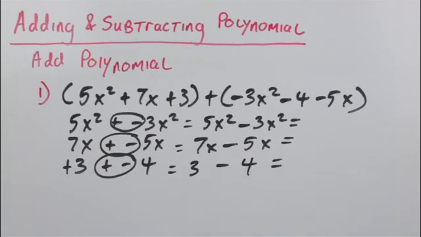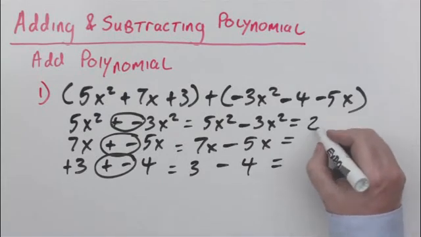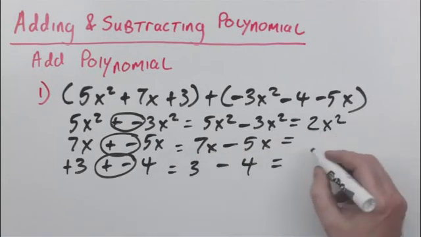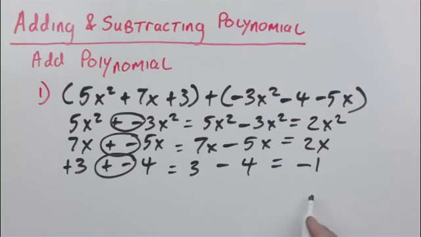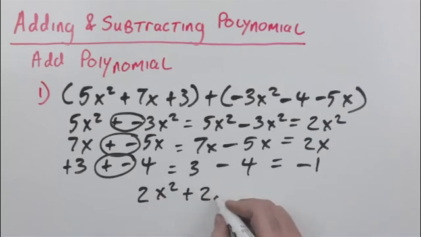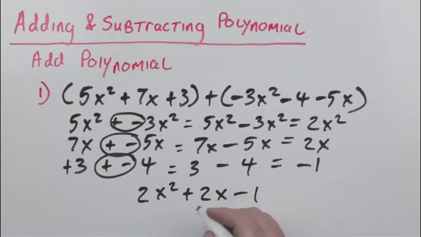Now I can just add as I did before. 5x squared minus 3x squared is, of course, 2x squared. 7x minus 5x is 2x. 3 minus 4 is negative 1. And here's my trinomial answer. 2x squared plus 2x minus 1.